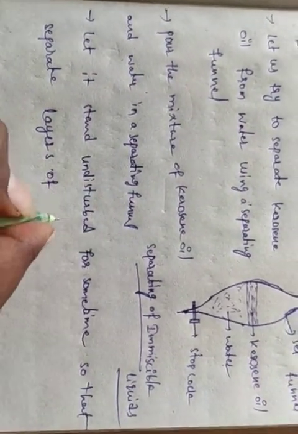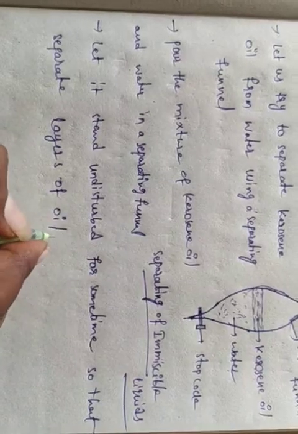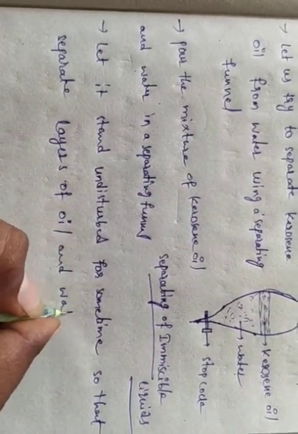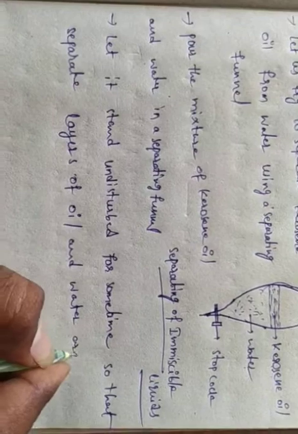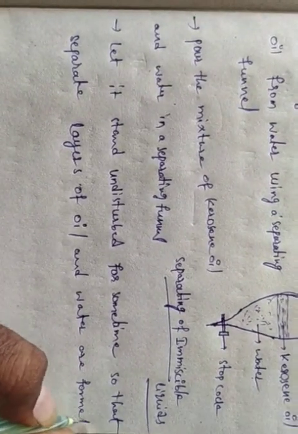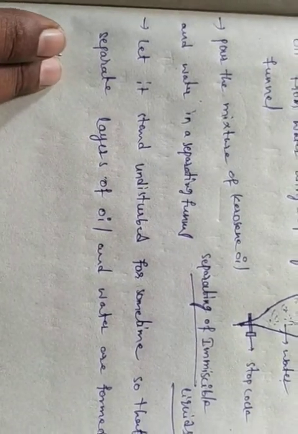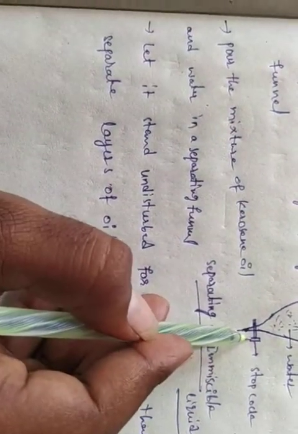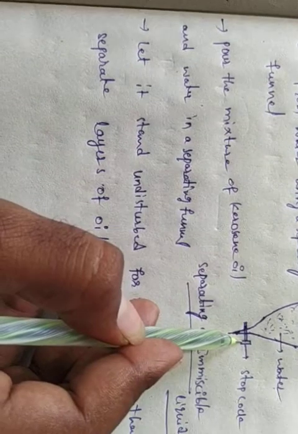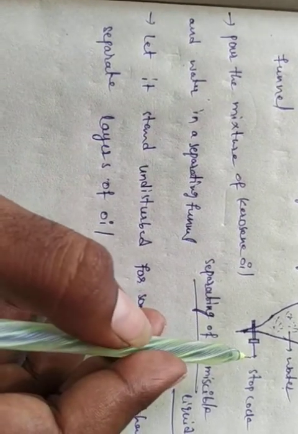Layers. What is that layer? A layer of oil and water is formed. Separate layers form: one is an oil layer and the other is a water layer. Open the stopcock. Next, open the stopcock of the separating funnel and pour out the lower layer of water carefully.